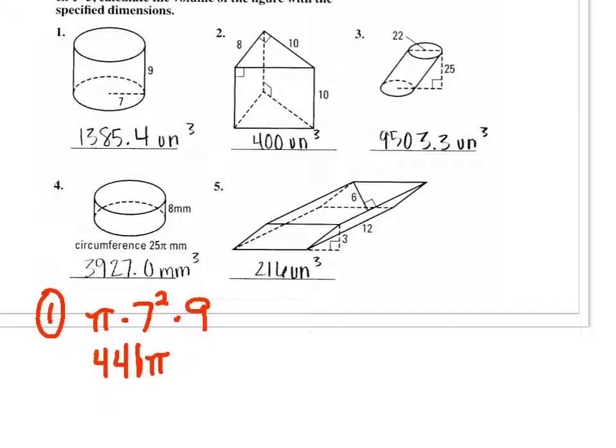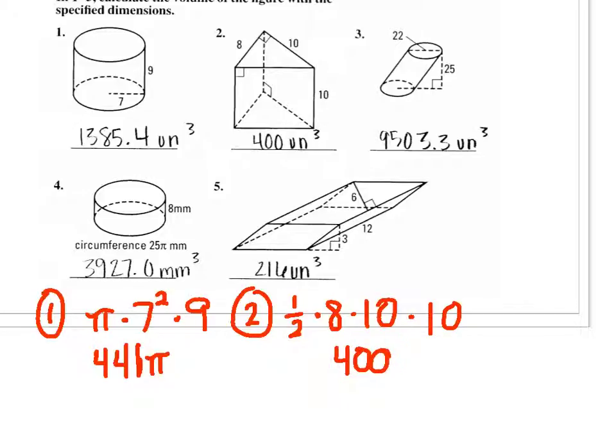units cubed. Number 2, the area of our base now, it's a triangle, so we've got 1/2 base times height, so 1/2 times 8 times 10. There's the area of our base times the height of the figure, which is another 10. 1/2 times 8 is 4, times 10 is 40, times 10 is 400, and that's what you see there on the line as well.